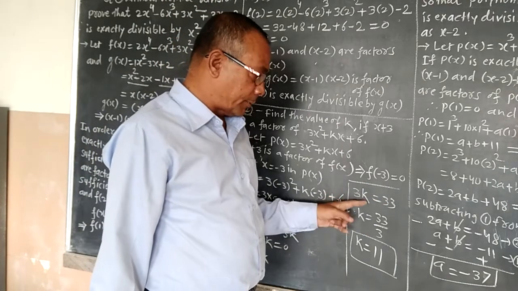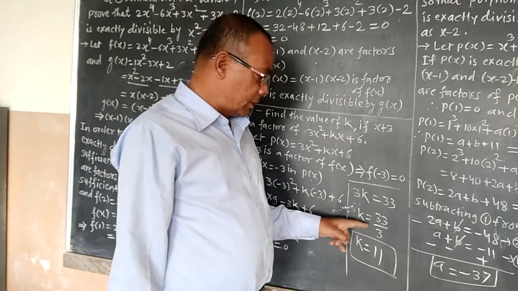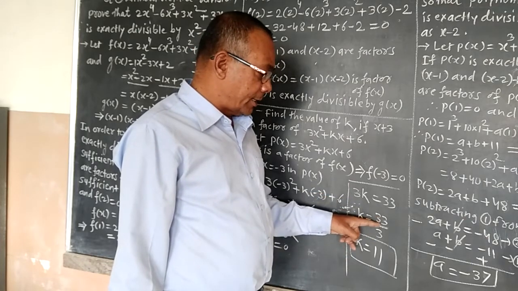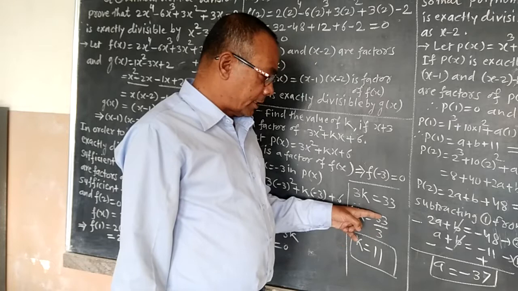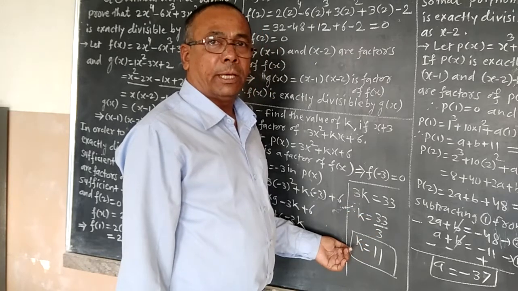Now to find the value of k, we have to transform. It is multiplying, so it will divide, and therefore k is equal to 33 divided by 3, and therefore 33 upon 3 is 11. In this way, we find the value of k, that is 11.